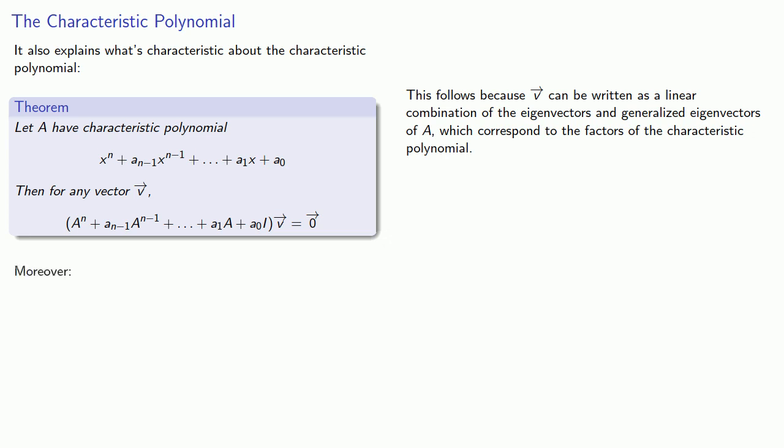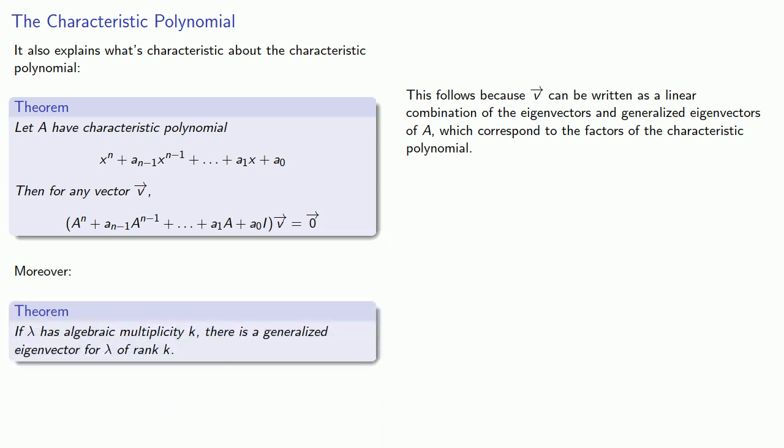Moreover, if lambda has algebraic multiplicity k, there is a generalized eigenvector for lambda of rank k. And that puts the final connection between the algebraic and geometric multiplicities of the eigenvalues and what they mean in terms of the matrix.